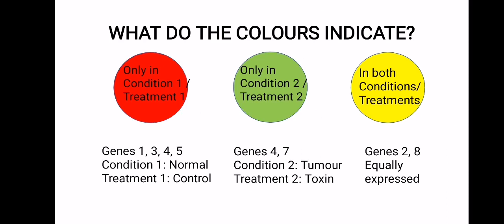Maybe condition 1 is normal, condition 2 is tumor, and yellow means that the gene is expressed in both conditions. Or treatment 1 is control and treatment 2 is toxins. Then we know that when we didn't eat something toxic, this group of genes will be expressed. And if we get food poisoning, a different set of genes will be expressed, maybe to help us remove this toxin so that we can become healthy again.